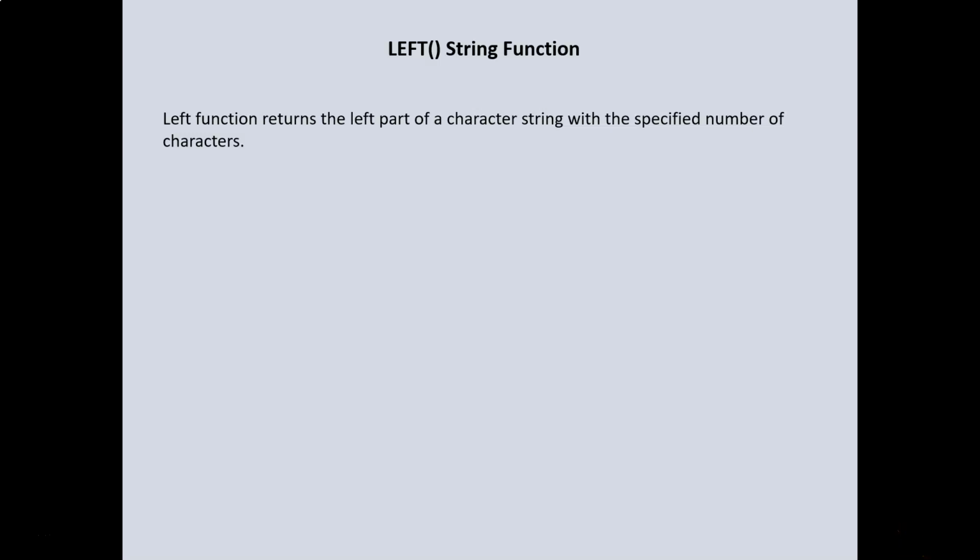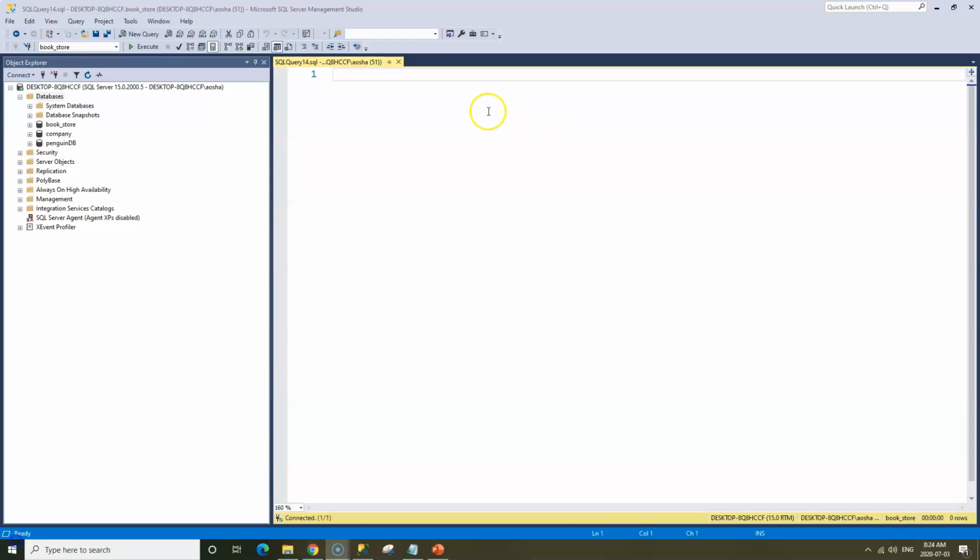We use the left string function to return the left part of a character string with specified number of characters. Start by making a comment. We'll call this left function, string function. Let's say we have a character value which is a street address or part of a street address.